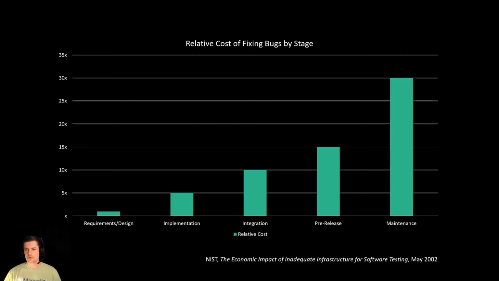We can also look at this from a financial perspective as well. According to a study done by the National Institutes for Standards and Technology, an issue found during the pre-release or maintenance phase costs an average of 15 to 30 times as much to fix as resolving the issue during the requirements and design phase. So there's a huge cost savings to be had by resolving as many potential issues as possible as early as possible. You want to take this opportunity to reduce risk in the requirements and design phase.